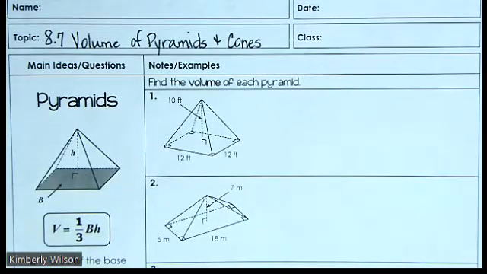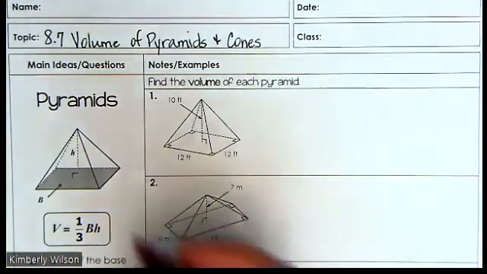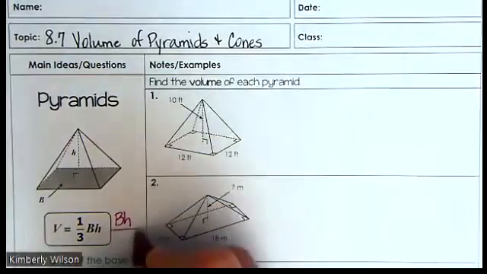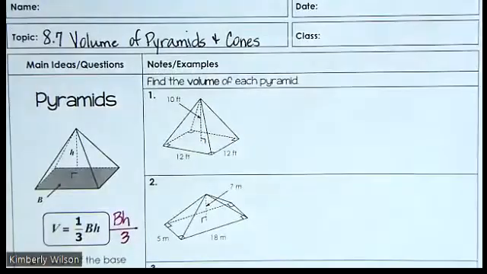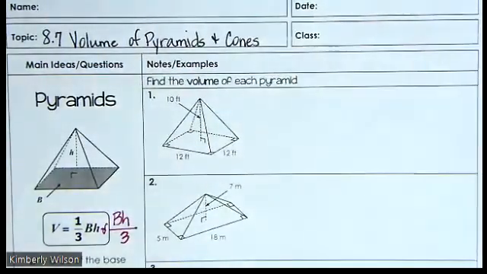Guys, today we're covering 8.7, which is volume of pyramids and cones, which is a lot like prisms and cylinders. The only difference is you multiply by 1/3, or what I like to do is it's the same volume formula, and I just take my answer and divide by 3. Either one is acceptable.